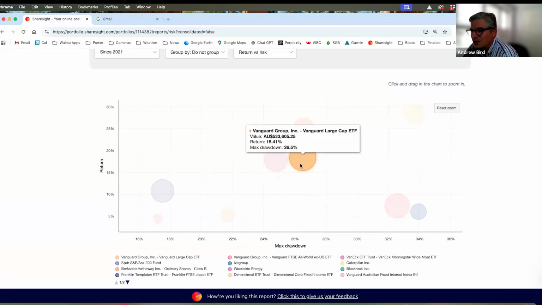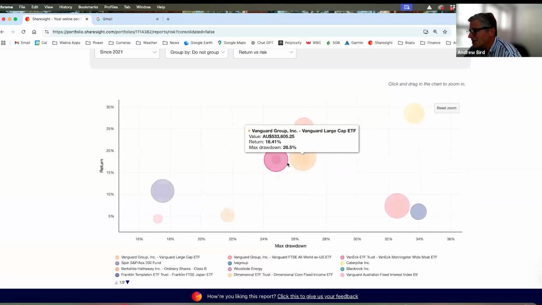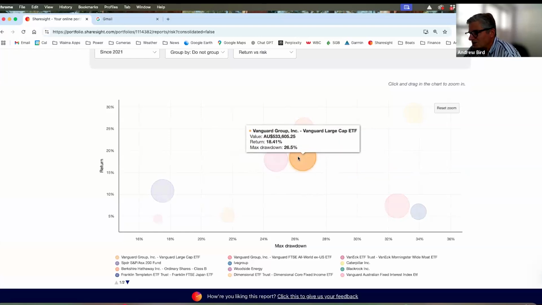Berkshire's outperformed. This is since 21 actually. That Vanguard ETF with a similar level of volatility. The moat ETF, similar level of return, but actually less volatility. So less, in theory, less risky. I mean, that's kind of an interesting insight. And the difference is not massive, I will say. But that's kind of interesting to know.